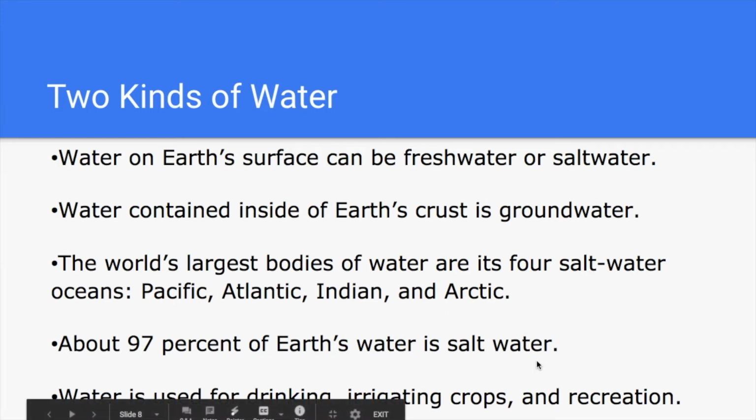97% of the Earth's water is salt water, and water is used for anything that we're going to need to survive: drinking, irrigating crops, watering the plants, and different types of recreation. If you've ever gone swimming or gone to a water park, if you've ever gone to Wisconsin Dells, you've used water for that type of recreation.